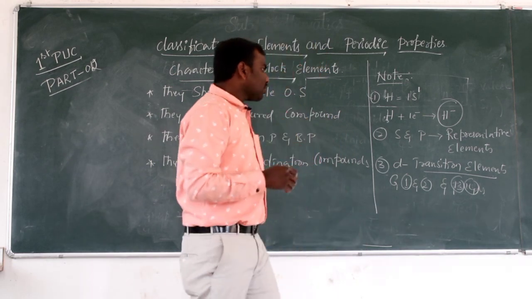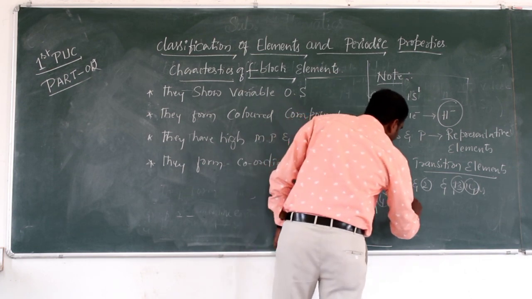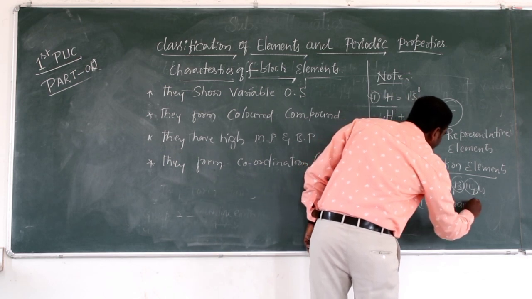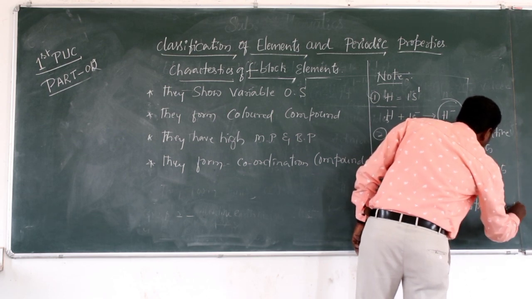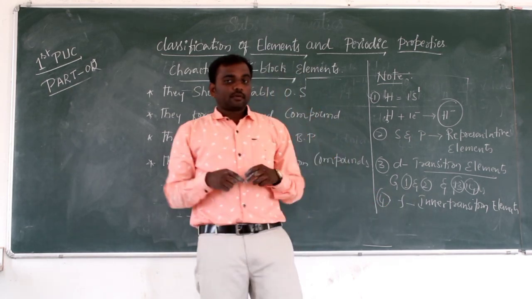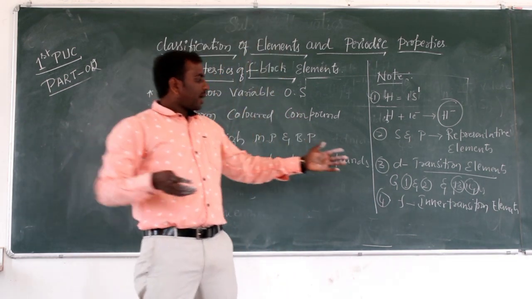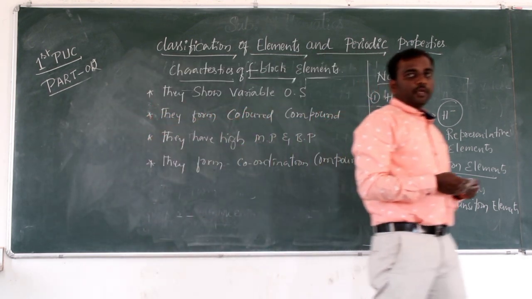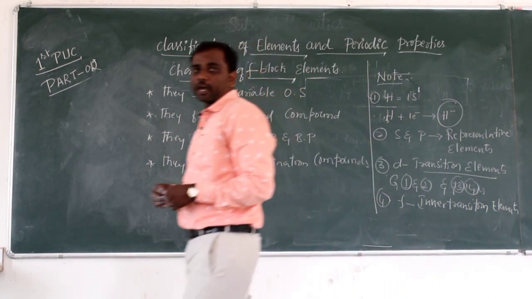Is it clear? The fourth one is that the F block elements are called inner transition elements, because three shells are incomplete, so the inner transition takes place easily. This is about the notes of the S, P, D and F blocks. Okay? Thank you.